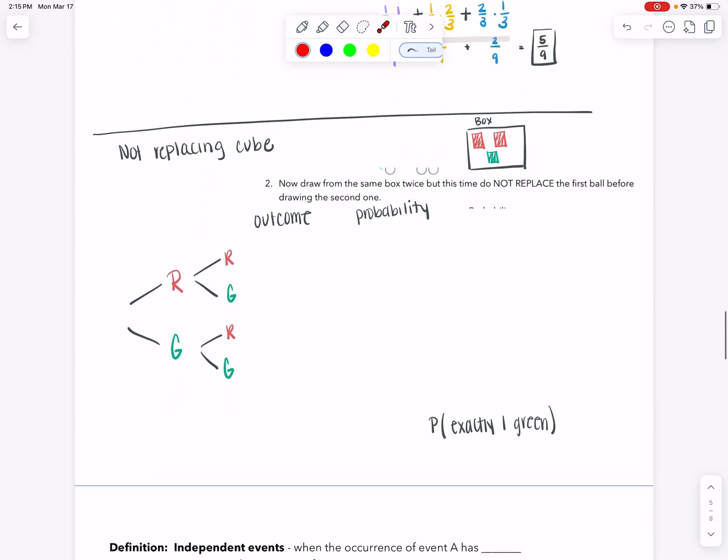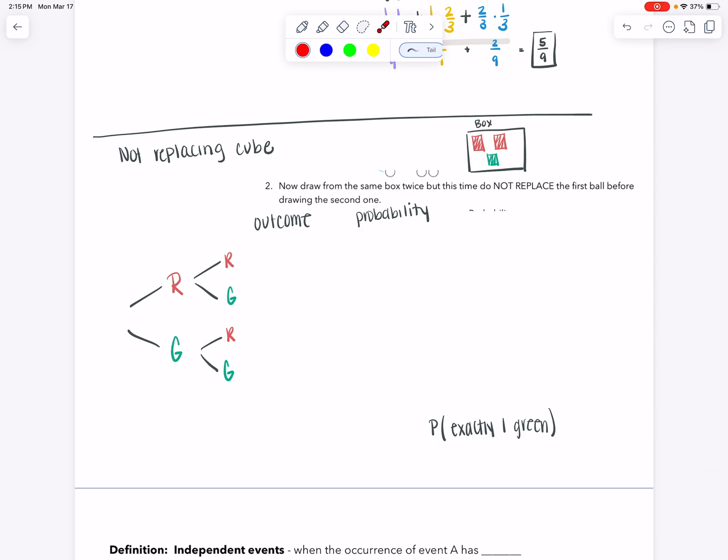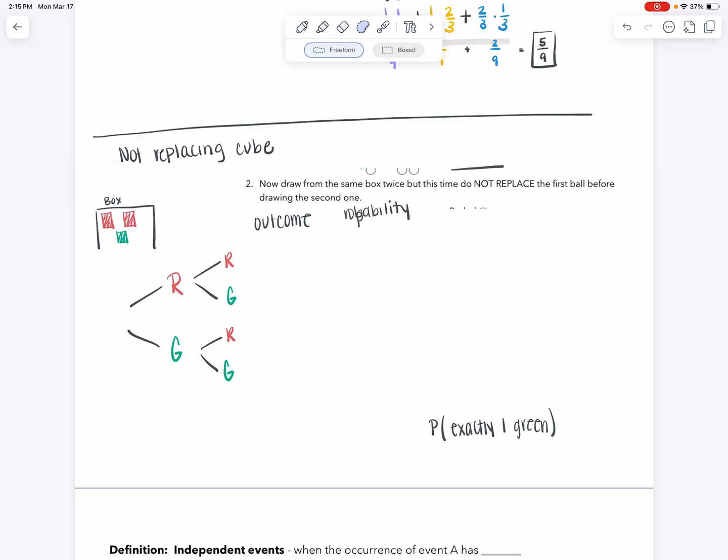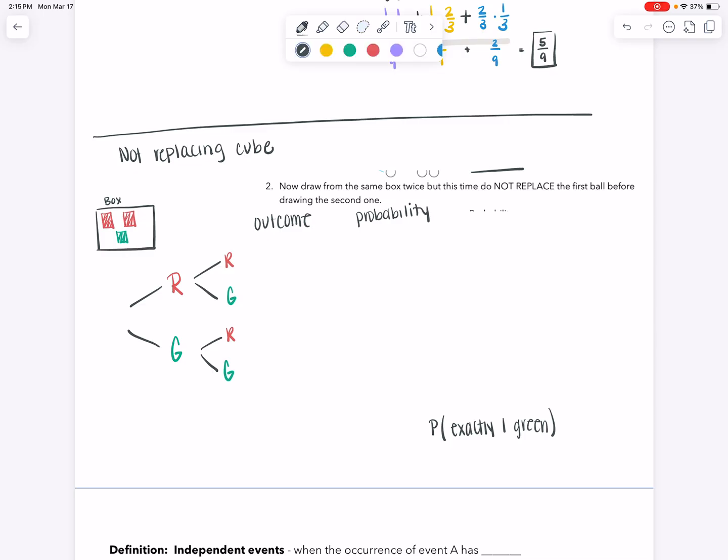Now, this is going to be slightly different because now I'm saying, draw from the same box twice, but do not replace the first ball. We did cubes because it makes more sense. Do not replace the first one. So, here I have an example of my pretend box. I've got 2 red cubes and 1 green cube, slightly different than the one in our notes, but I just changed it so that we could follow with our Unifix cubes in person.